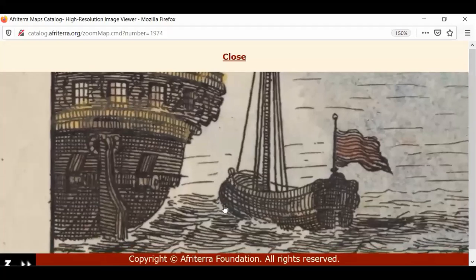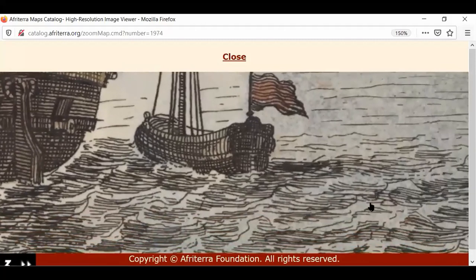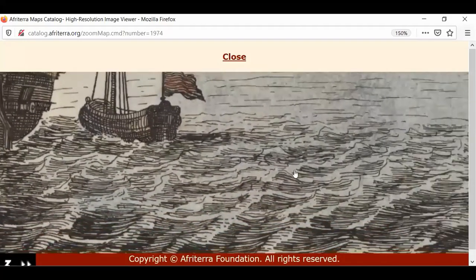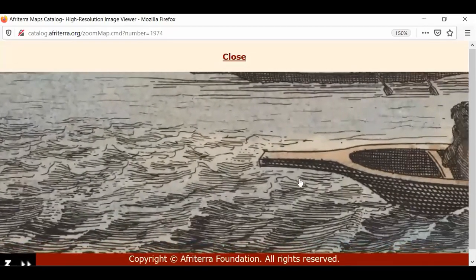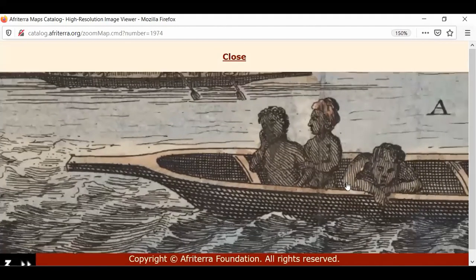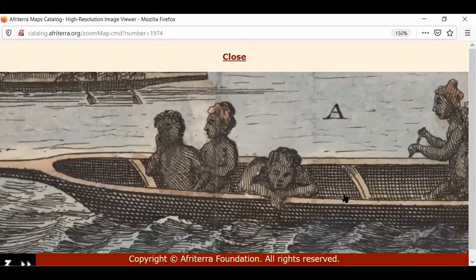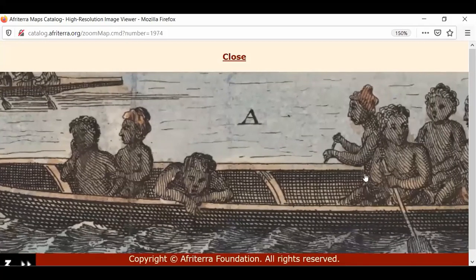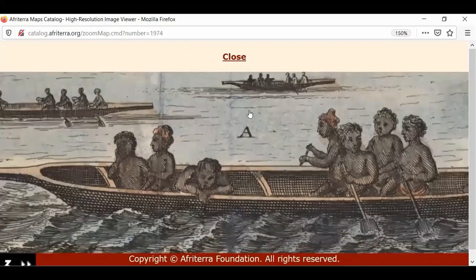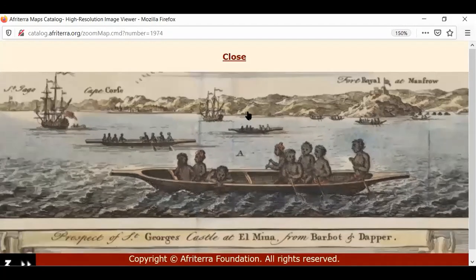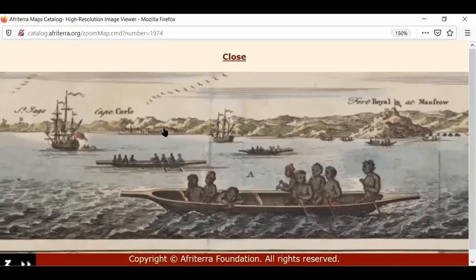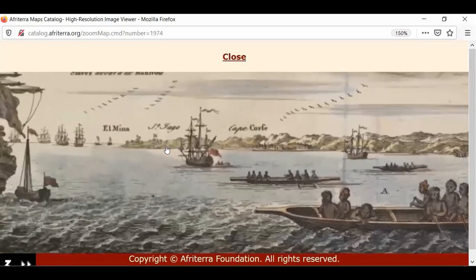And in fact, here are the cannons out of the stern of the ship. And as it indicates in the title, here's the slaves designated as A being paddled out to the ship by others. Now, this is an extraordinary collection that Dr. Rizzo has put together. And it's made even more powerful by the ability to scrutinize it.